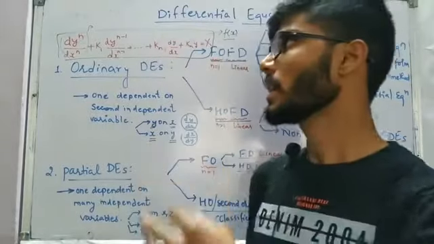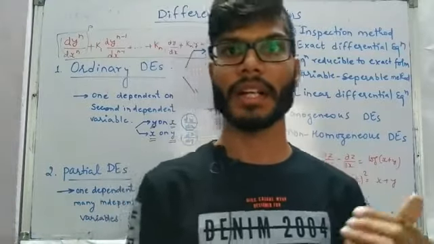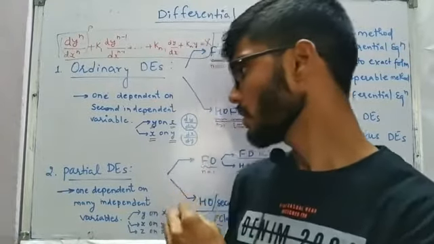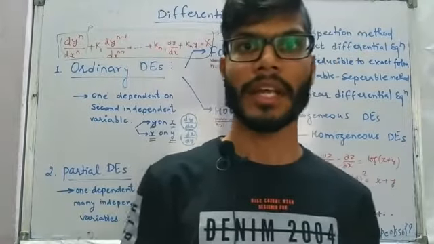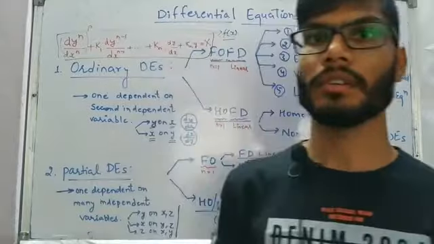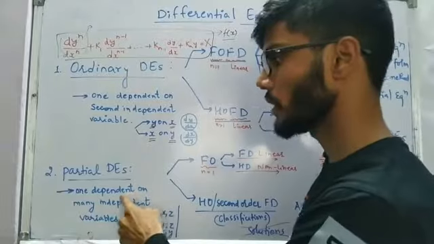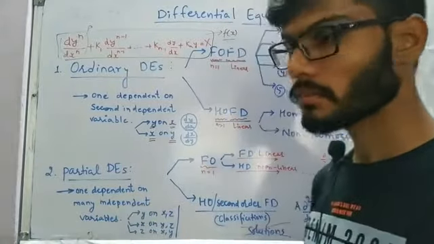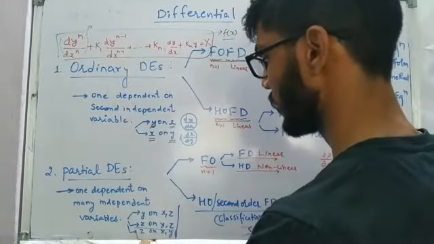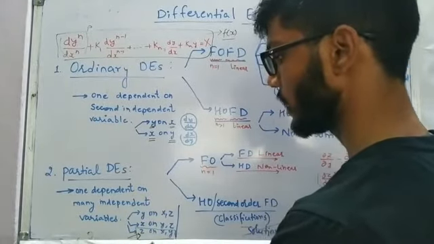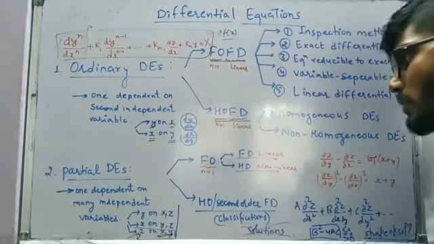So we have written dy by dx, whereas in the case of partial differential equation, one dependent variable, let us say y, is going to depend on more than one independent variable. So y is going to depend on x and z, or z is going to depend on x or y. So the dependent variable is going to be one only, but it is going to depend on more than one independent variable. I have taken the example as z is the dependent variable, and it is going to depend on x and y. So two variables it is going to depend on.